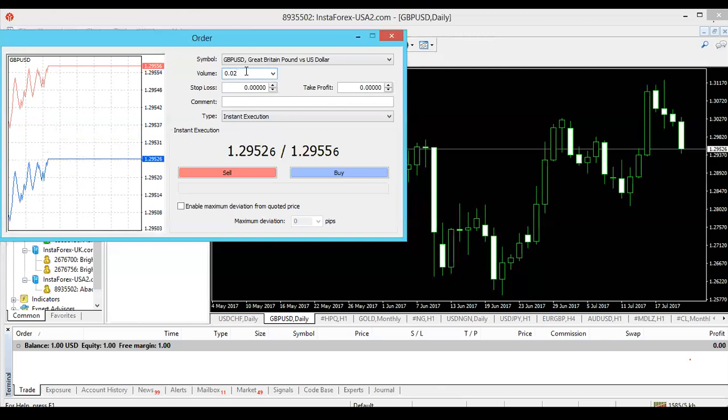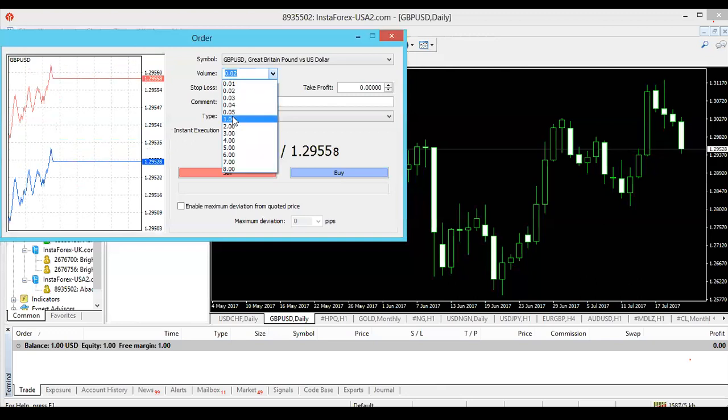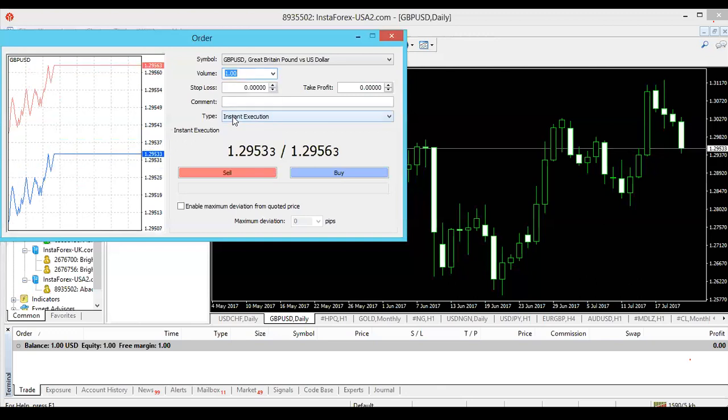Then, assuming I put it on one lot, one pip gives me $1. When I place a trade using one lot size with Interforex, let's say I place a sell or buy, one pip movement gives me $1. If I place the trade at 1.2950, and the market moves to 1.2951, I will get $1. At 1.2952, I get $2. At 1.2953, I get $3. So I've gained 3 pips.